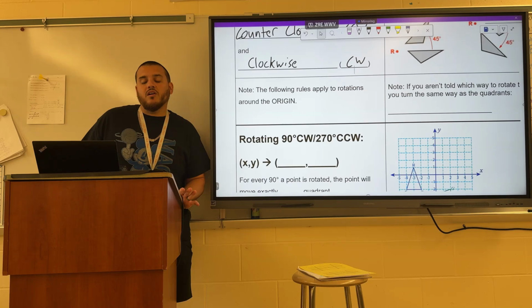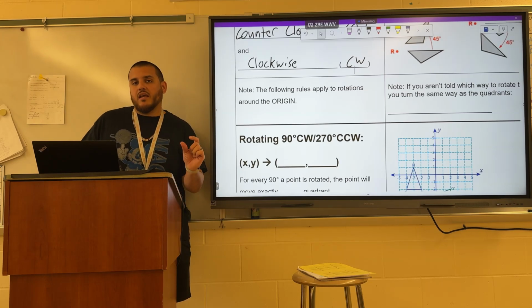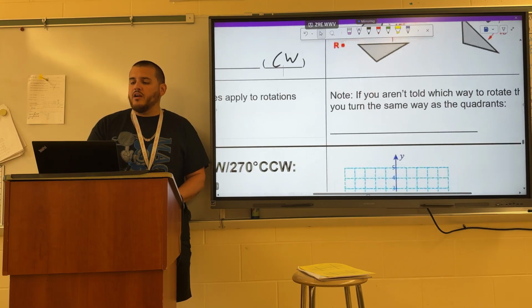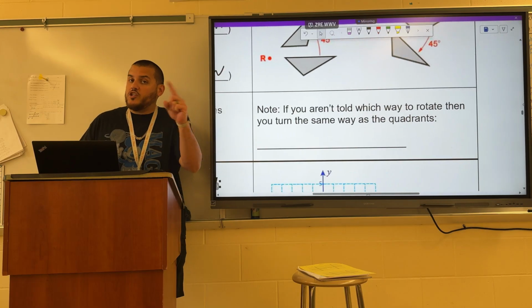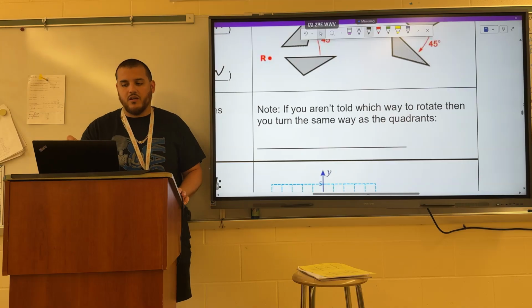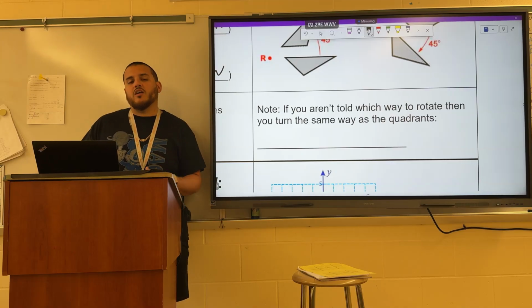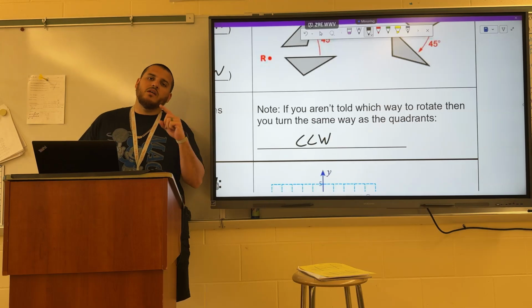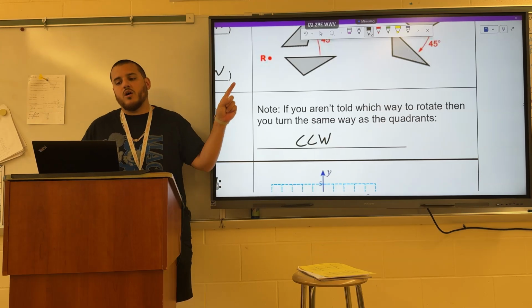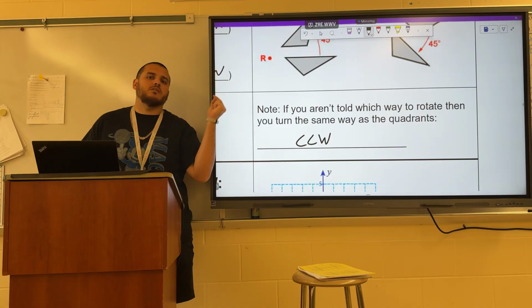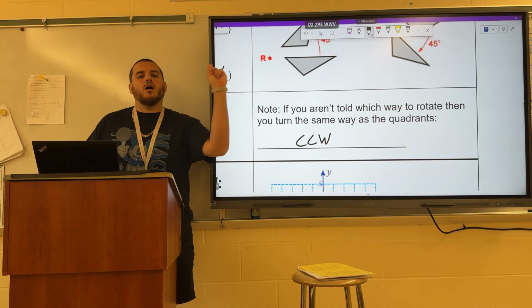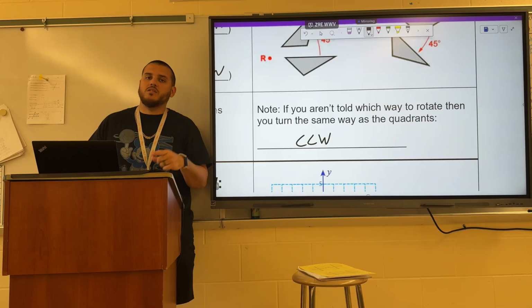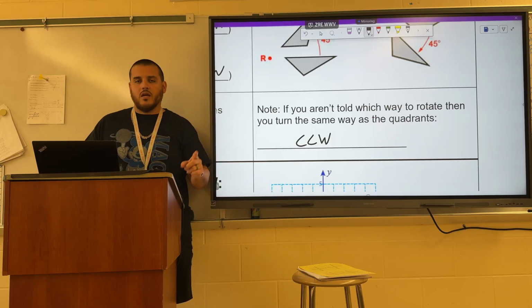We are going to be turning our points around the origin today, so the point (0, 0) on the coordinate plane. And it's very important to note here, if we're not told which way to turn or rotate our figure, then our default direction is going to be counterclockwise, which is the same way that our quadrants rotate. We start with quadrant 1 in the top right, quadrant 2 in the top left. Our quadrants go counterclockwise, so if it doesn't tell us which way to rotate, we do it the way the quadrants go, counterclockwise.